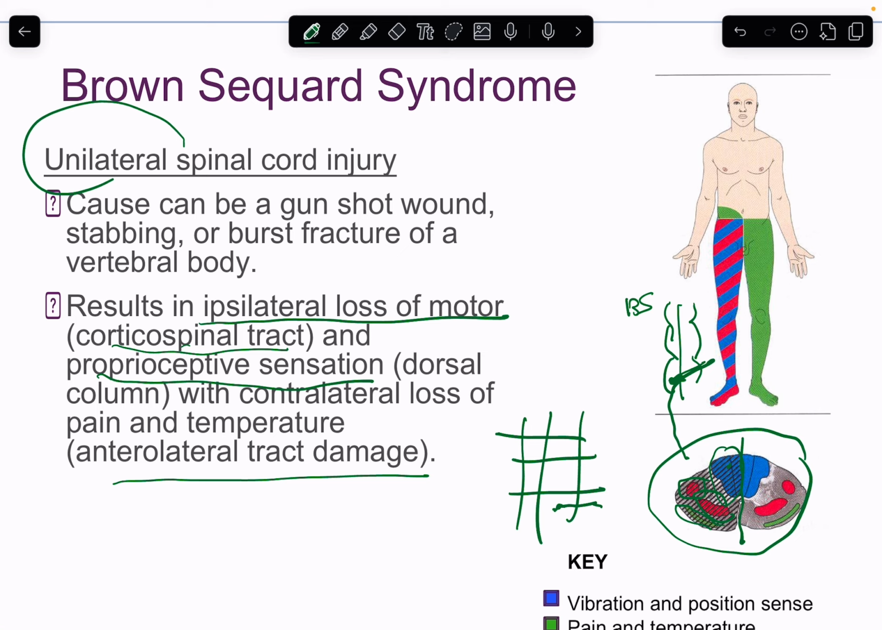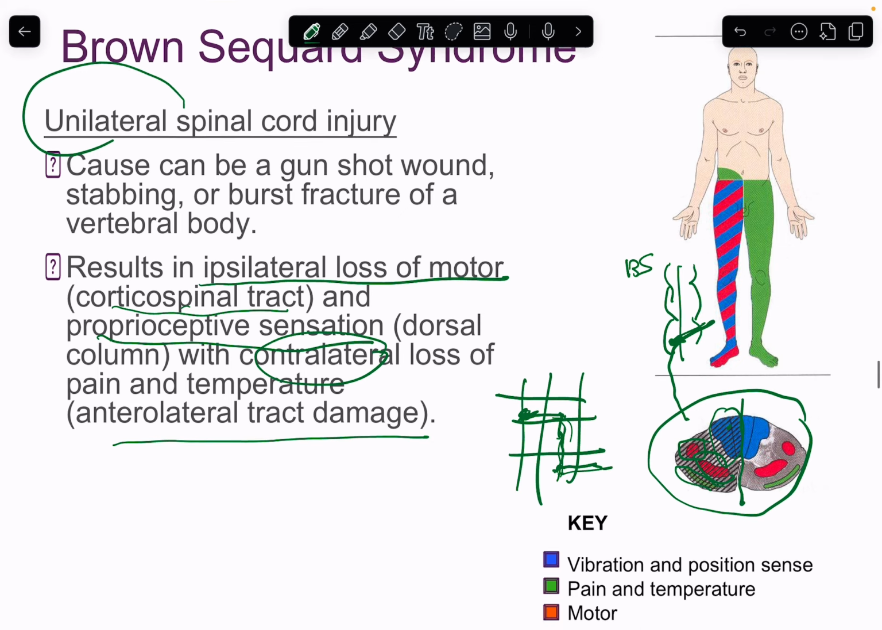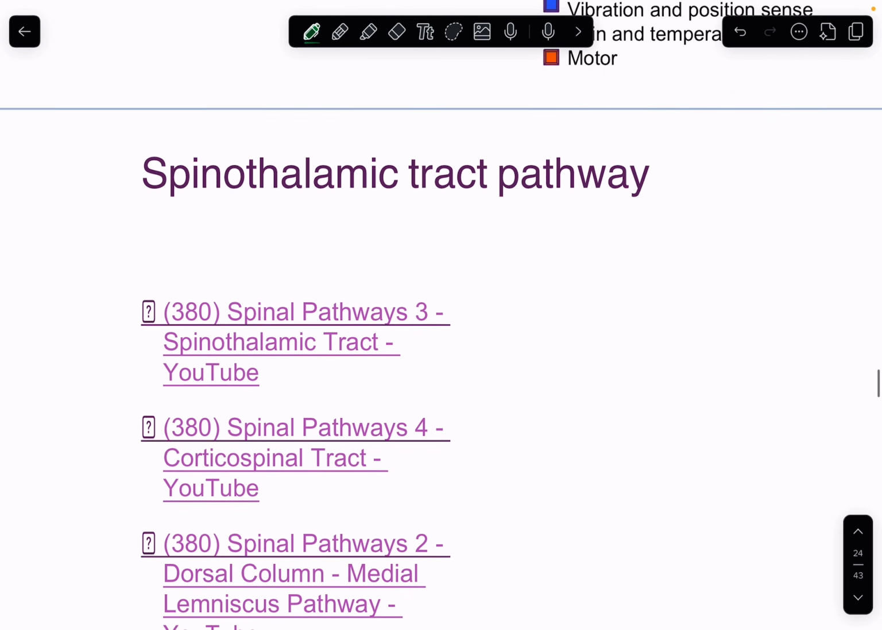If it enters here, it goes up 1 to 2 segments and crosses over. So if the affectation is right here, if this is the nerve, if this is the part that is damaged, it will be a contralateral loss of pain and temperature, opposite. Remember that. It's opposite or contralateral, and it's below. They're all below, but the anterolateral tract damage is contralateral loss.